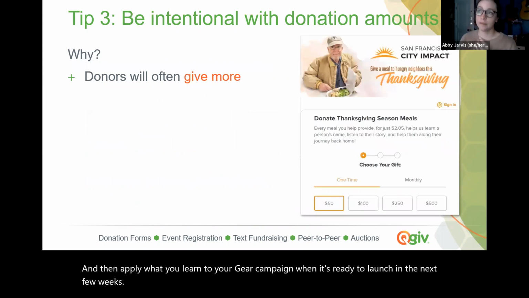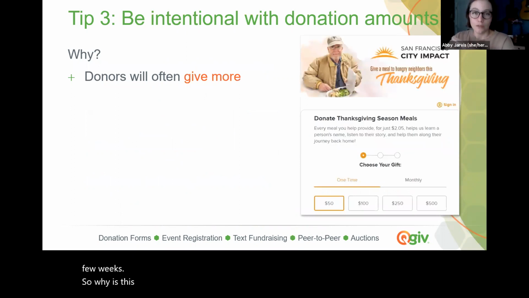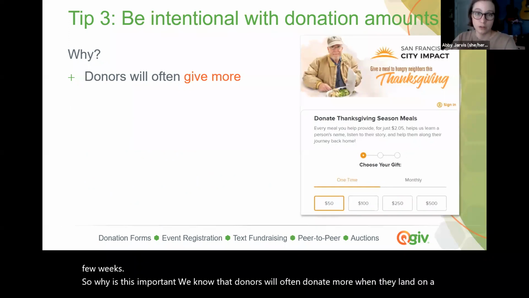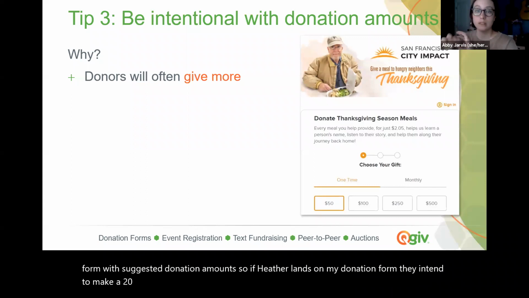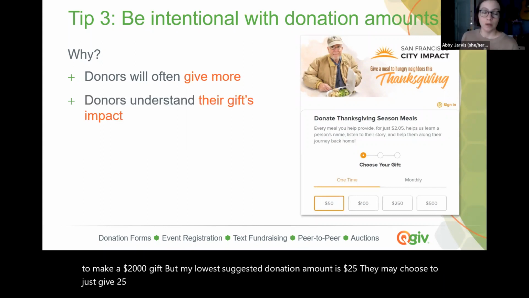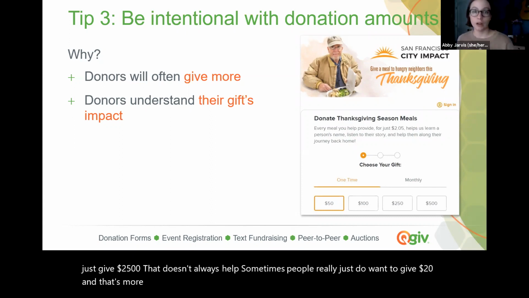So why is this important? We know that donors will often donate more when they land on a form with suggested donation amounts. So if Heather lands on my donation form, they intend to make a $20 gift, but my lowest suggested donation amount is $25. They may choose to just give $25. That doesn't always help. Sometimes people really just do want to give $20, and that's more than fine. But very often donors will bump their gift up a little bit.